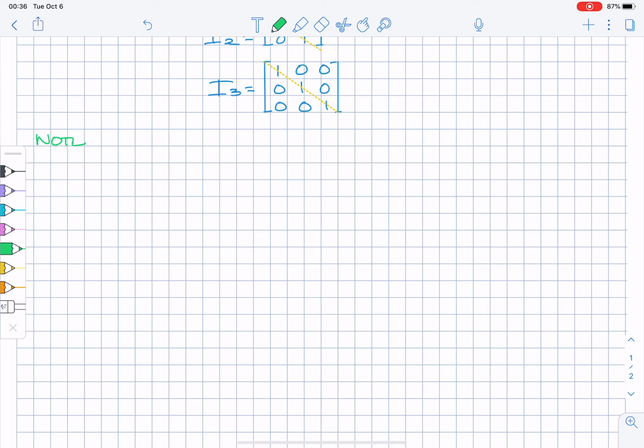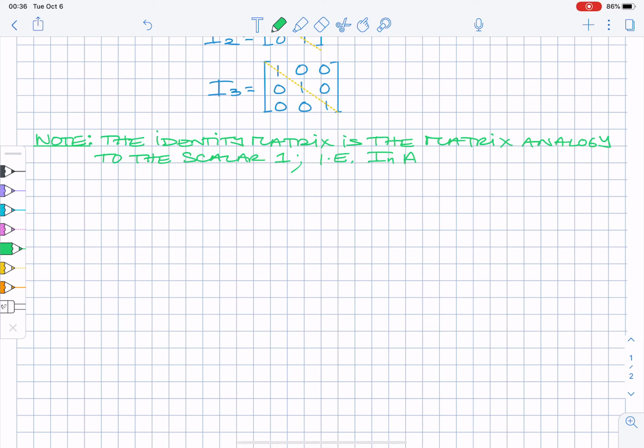So let's note something. Note the identity matrix is the matrix analogy to the scalar 1. That is, I sub n times the matrix A is the same as A times the identity matrix, which is the same as A. And we recall that 1 times any number is just itself.